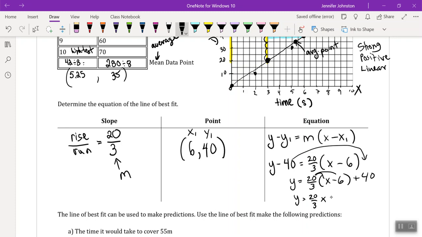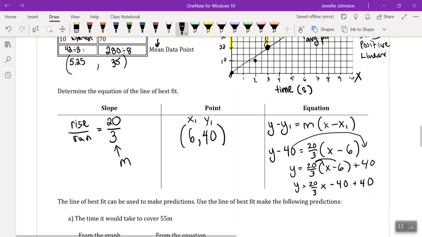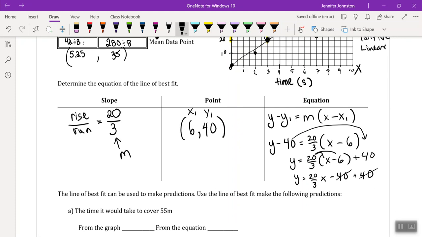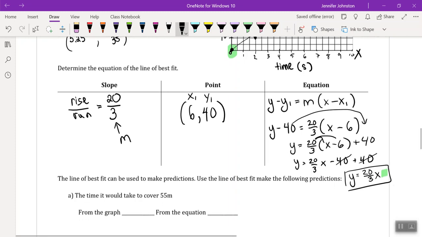We get 40, so here we'll have negative 40 plus 40. All right, and we can see that these two values cancel each other out, so that's negative 40 plus 40, and we get y is equal to 20 over 3x. And as it should be, it is a direct variation, so we shouldn't have a b value here. It's going through the 0.